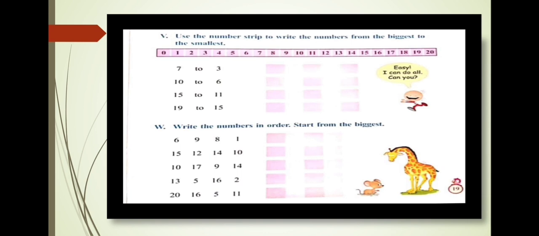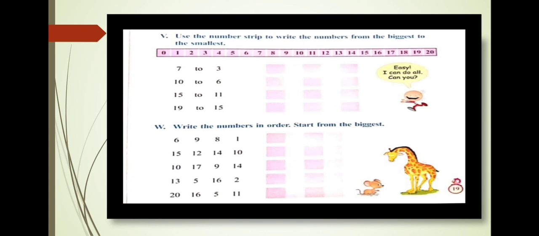Now, let's see the second question. Write the numbers in order. Start from the biggest. Here you can see 4 numbers are given and you have to choose 2 biggest numbers. So now tell me which is the biggest number from these 4 numbers? Yes, the number 9 and the number 8.